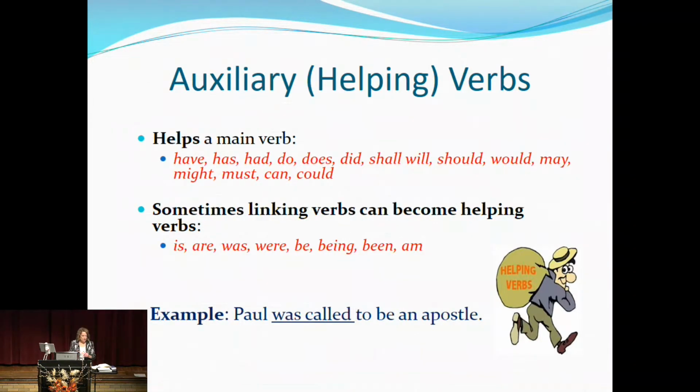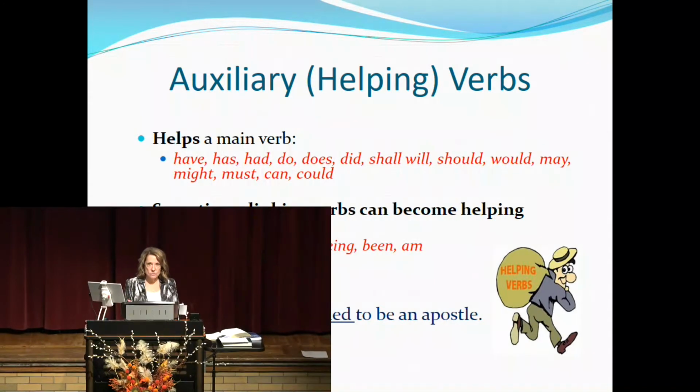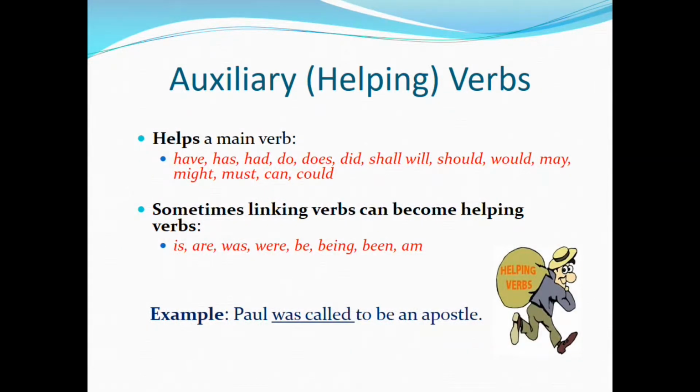The be family: is, are, was, were, be, being, been, am. You have the have family: have, has, had. You have the do family: do, does, did. And then you have the modals, as they refer to verbs, which express the mood of the speaker or the writer. And they talk about the necessity, the possibility, the intention of the action being expressed in the main verb. Here are the 7 main modal verbs, and you have this in your handout in the appendix: should, would, may, might, must, can, could.